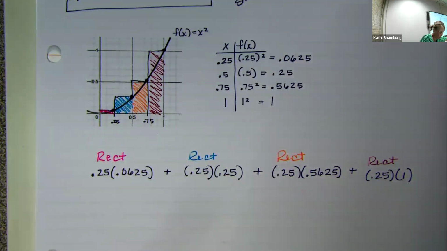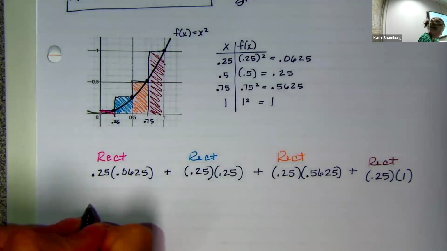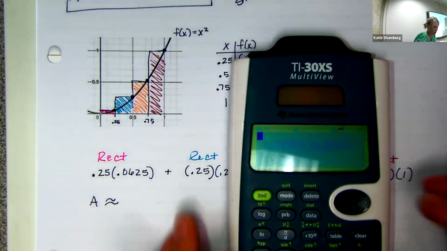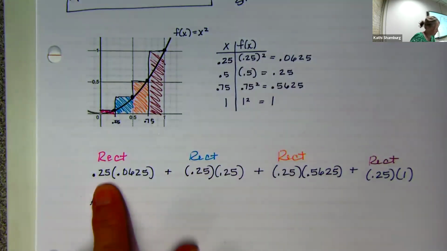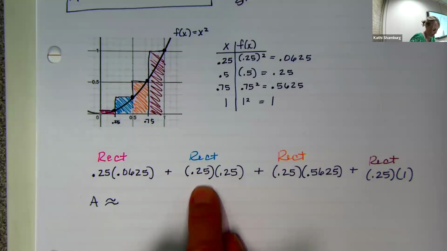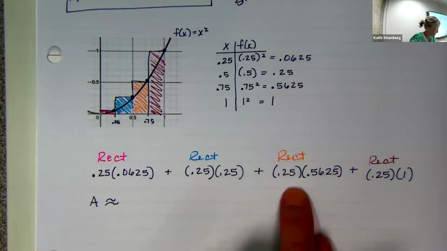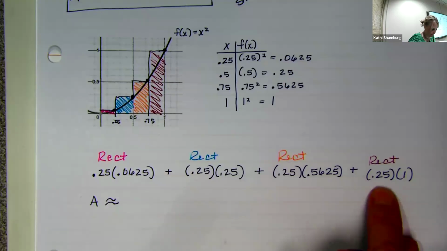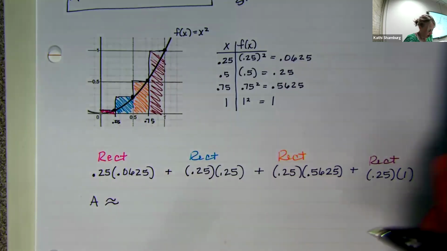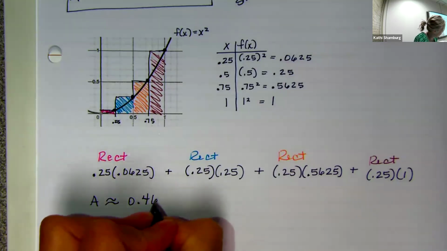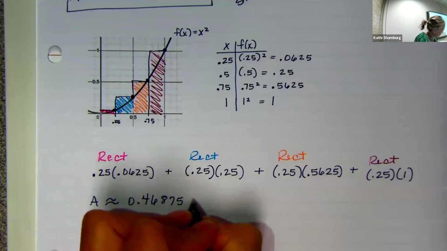All right. So we're just going to put all of that into our calculator to find the approximation. So I'm going to do it quickly. You do it quickly, and let's make sure we get the same thing. Because when you do it quickly, it's easy to hit a wrong button. All right, here's what I got. 0.46875.